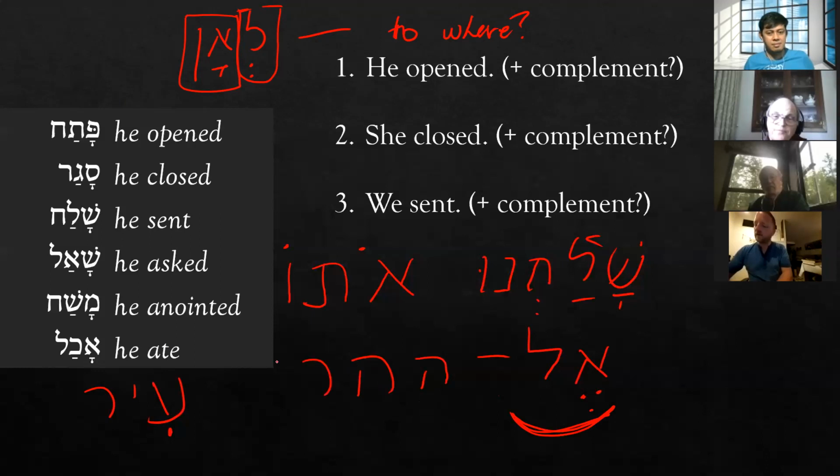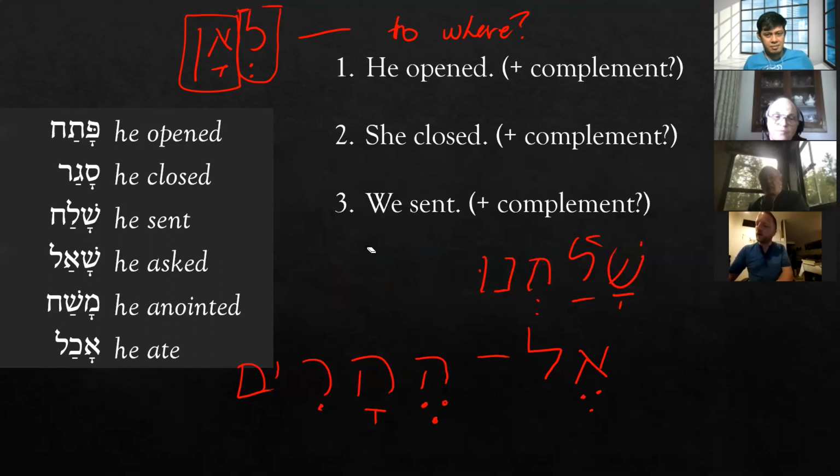Harim, mountains. The mountains is he harim. Shalachnu oto el heharim. We sent him to the mountains. Okay, we're going to learn later on that instead of saying oto, we can say hu on the end. Shalachnu hu, we sent him. You can put these endings on verbs also.